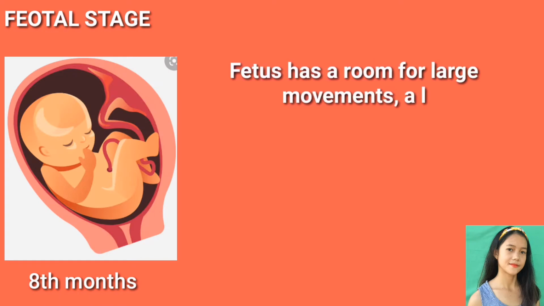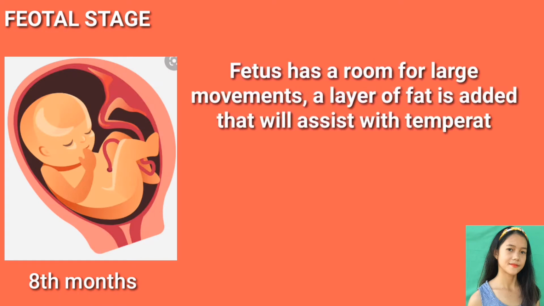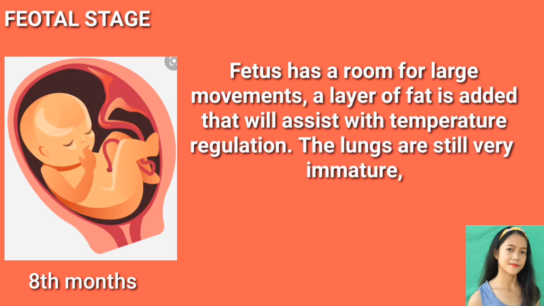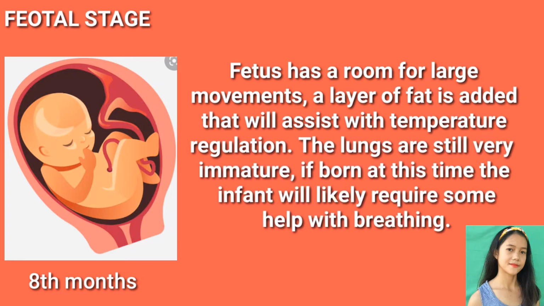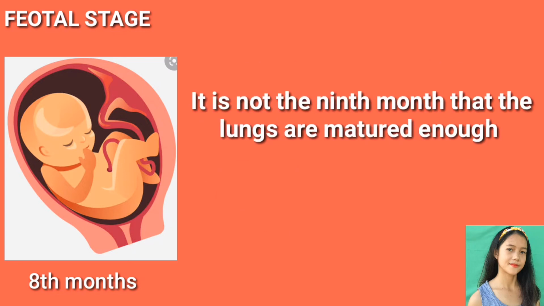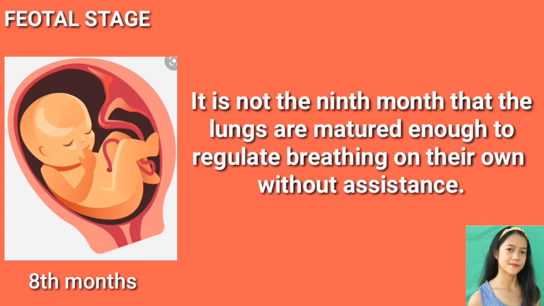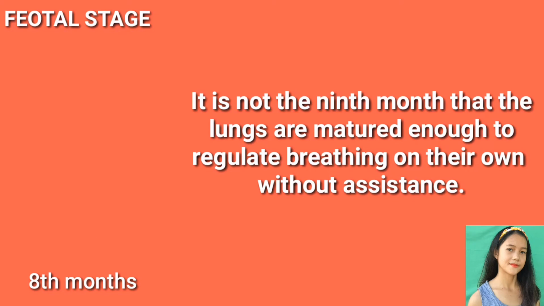By the 8th month, the fetus has room for large movements. A layer of fat is added that will assist with temperature regulation. The lungs are still very immature. If born at this time, the infant will likely require some help with breathing. It is not until the 9th month that the lungs are mature enough to regulate breathing on their own without assistance.